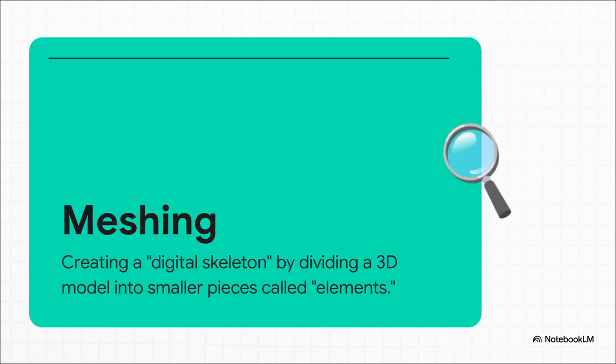So what exactly is meshing? Well, think of it this way. A computer can't really understand a perfectly smooth, complicated 3D model from a design file. It's just too complex. So meshing creates what we call a digital skeleton. It breaks that smooth model down into a huge number of tiny, simple pieces called elements. It's a way of translating our messy, complex reality into a language the computer can actually understand and solve.